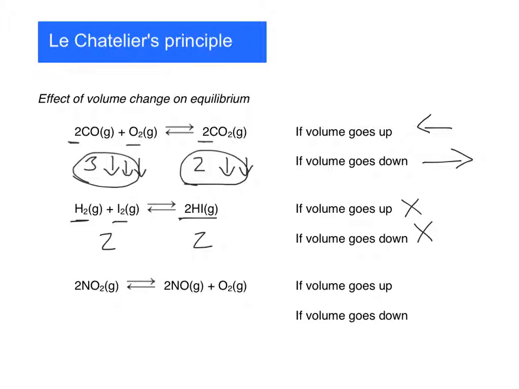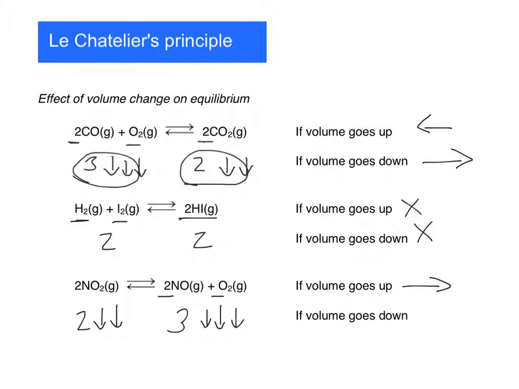So if the molecules of gas on either side are the same, then neither of these will have any effect. All right, so in the last case here, we have 2 molecules of gas over here, and we have 2 plus 1, 3 over here. So this is going to be the opposite of our first one. So if the volume goes up, our concentrations are going to go down. So that's 2 down here and 3 down here. All right, and so our concentration is going to go down more on the product side, and so we will favor products or a shift to the right.